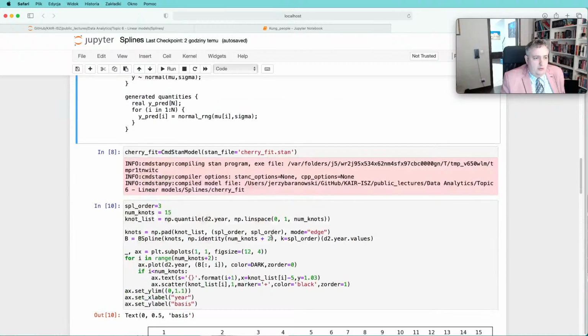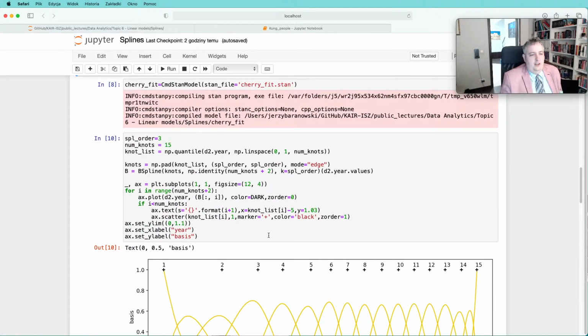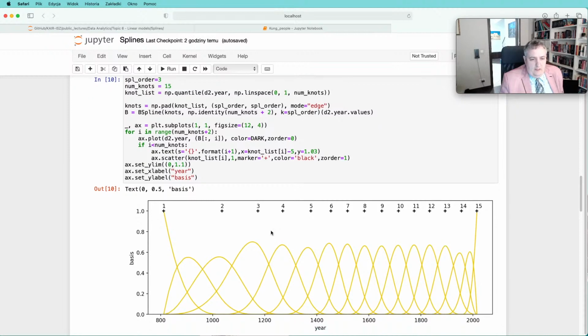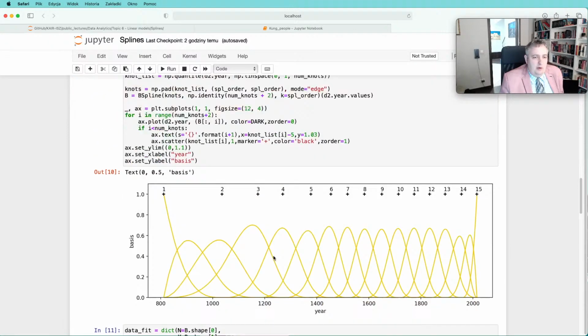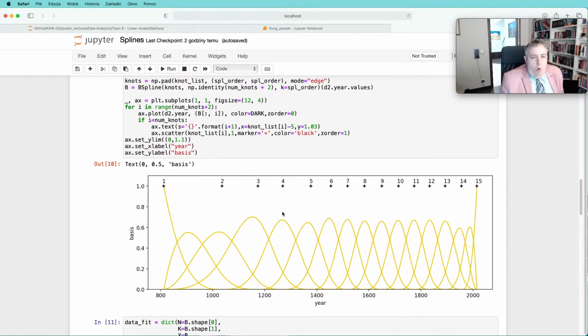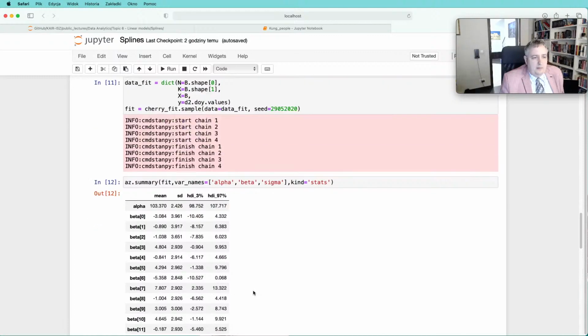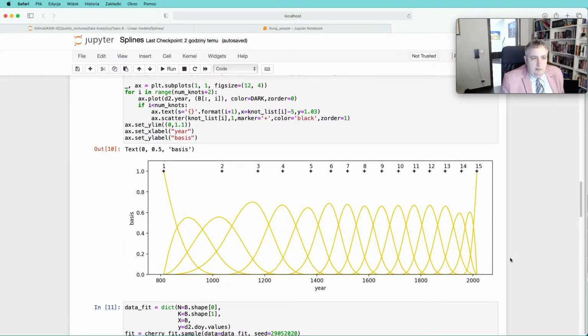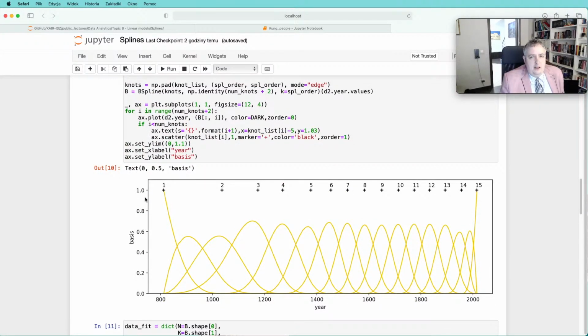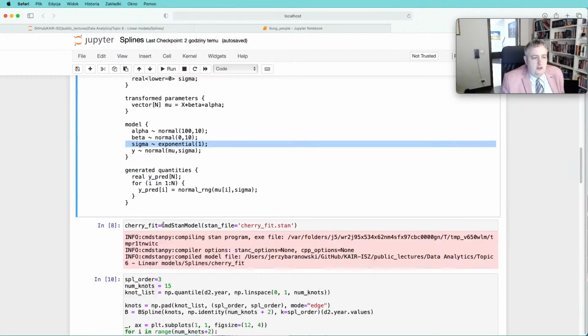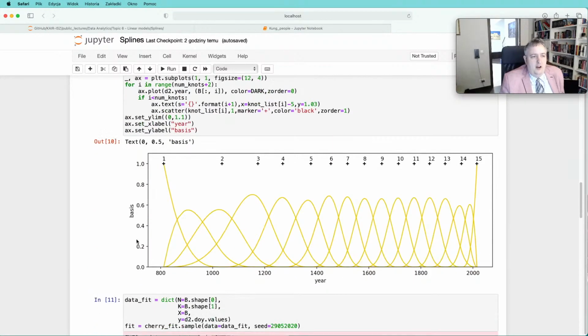Here we consider 15 knots over the entire 1,000 year period, and we assign appropriate values here. So this will be the basis function. Our value is of course the day of the year, meaning on which day of the year our cherries were blossoming. We have less information on the older days and more information now.